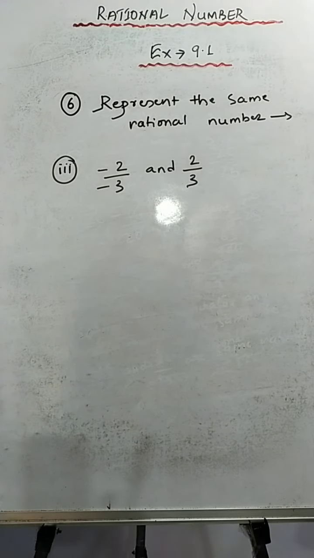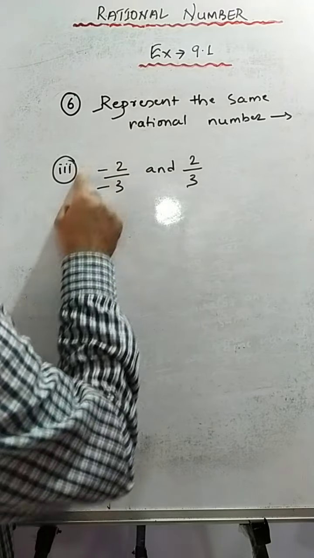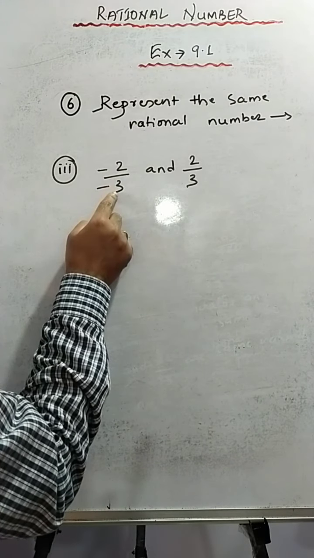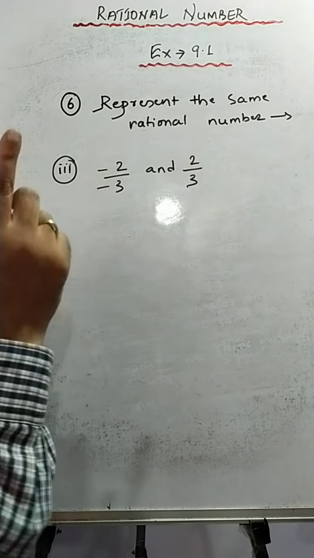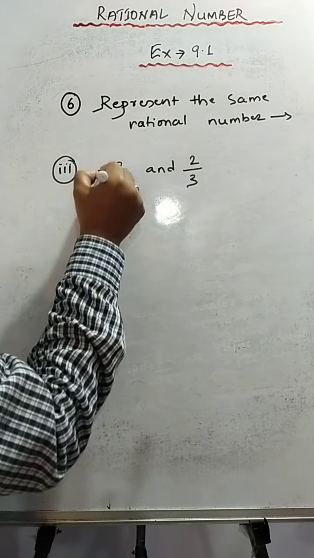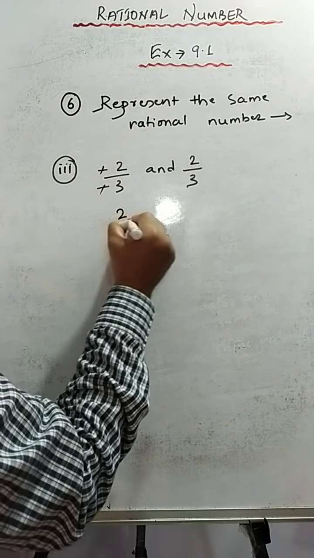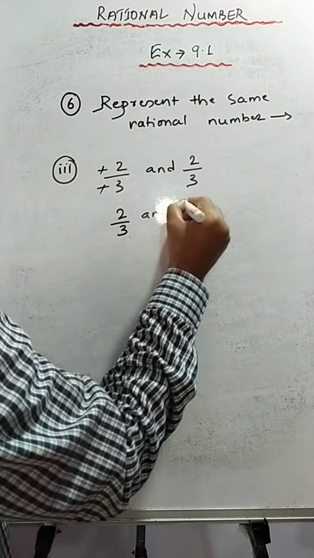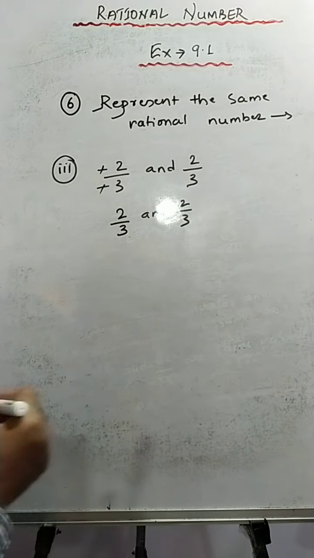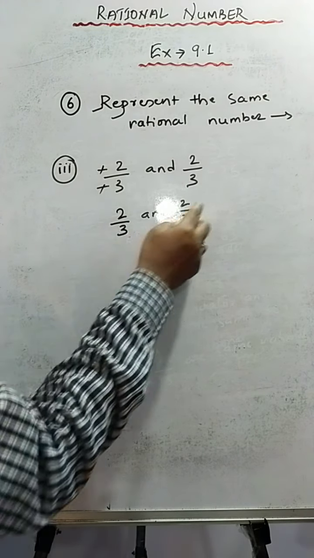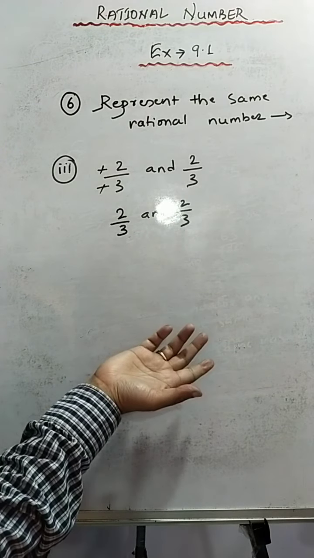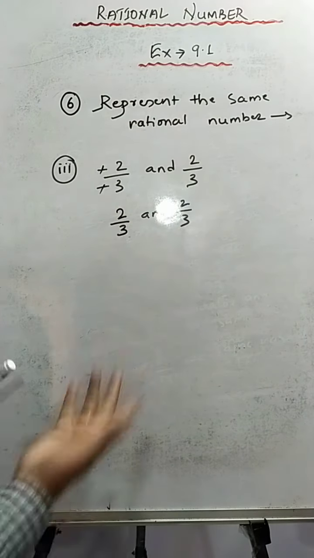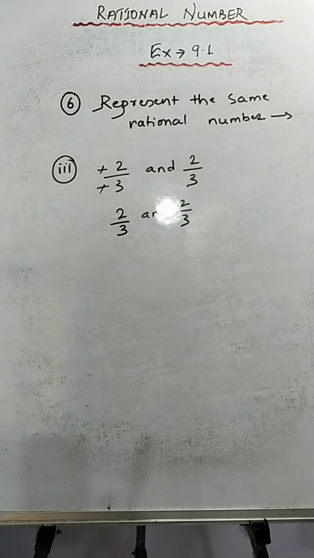So this is sum number 3. Now carefully observe that in the first rational number, the numerator and the denominator both are carrying the minus sign. So if you see like this, then you can easily reduce this to a plus sign. So it will look like 2 by 3 and 2 by 3. So we do not have to solve anything for this, because you see it is already the same rational number. Why? Because the numerator and the denominator are same.